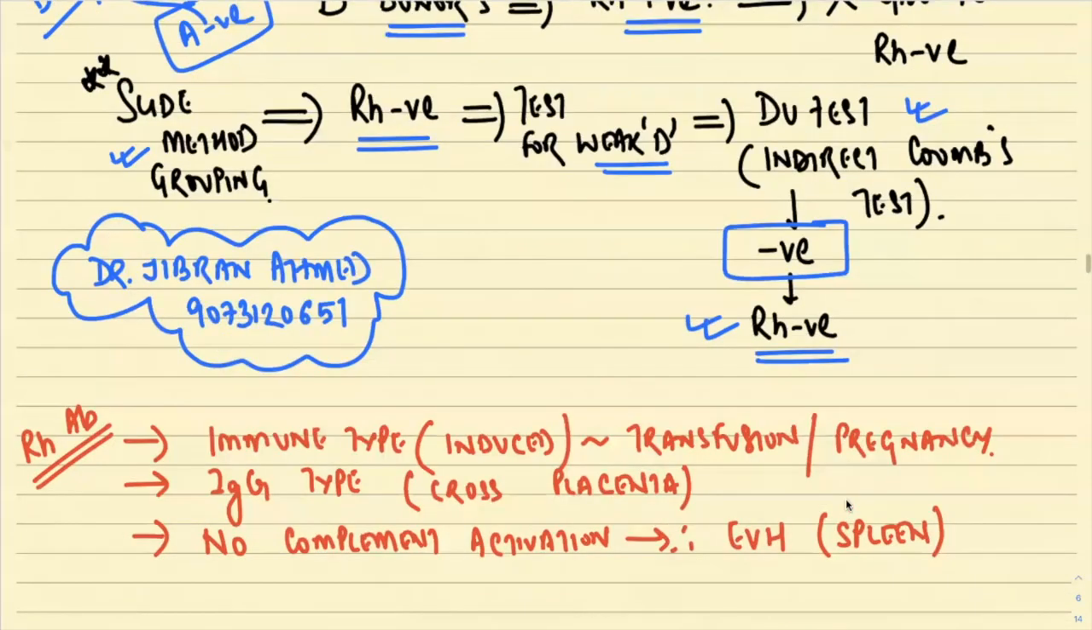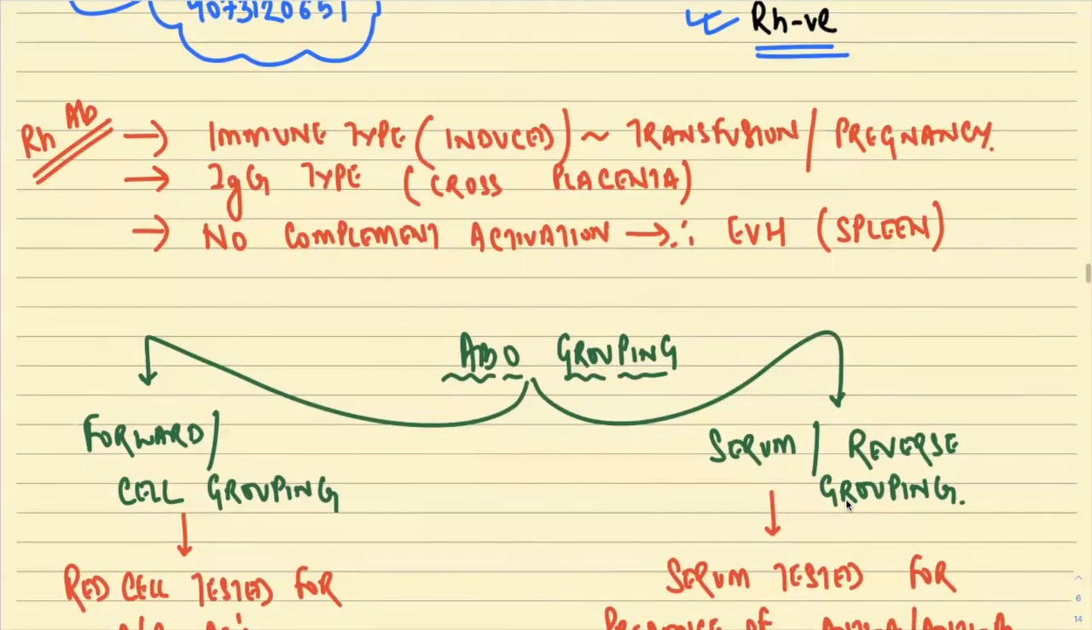Yes, sir. Now, about the RH antibody, as I told you, this RH antibody is not a naturally occurring antibody. It is never present. It can only be present if you give positive blood to a negative patient. In that case it will be inducible, because it is never naturally occurring. So it is always an inducible form, always of the IgG class, and it can cross the placenta.